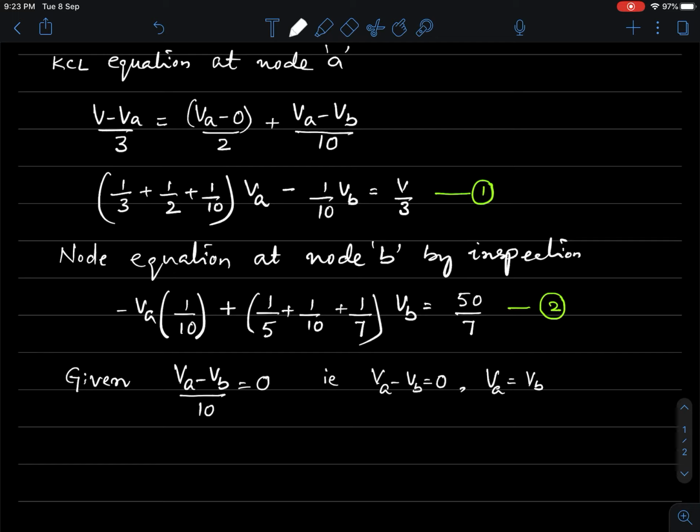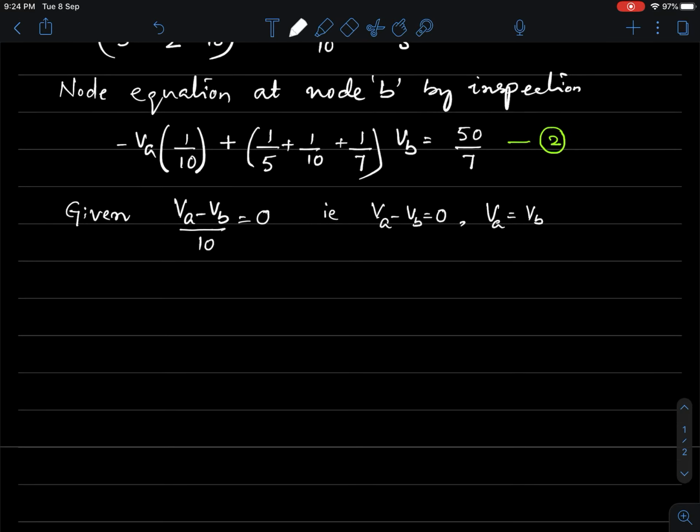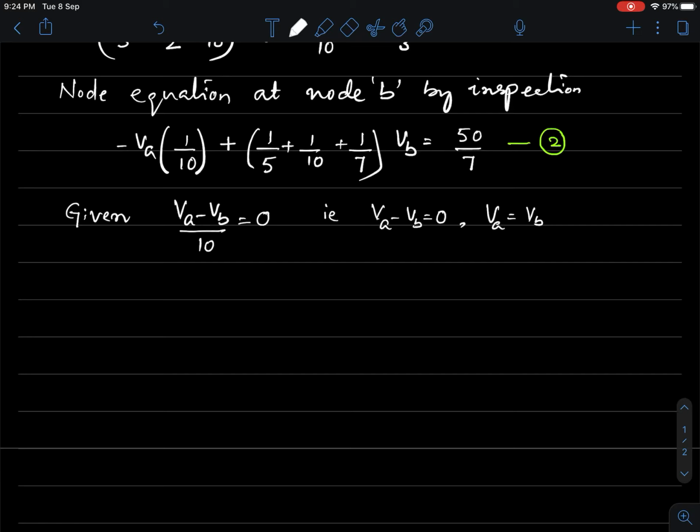It's as simple as that. Now I know what we have to do. We need to equate VA and VB. So we have two equations. We can write what is VA. If I write the expression for VA, I can write VA as equal to the ratio of two determinants. What are those determinants?